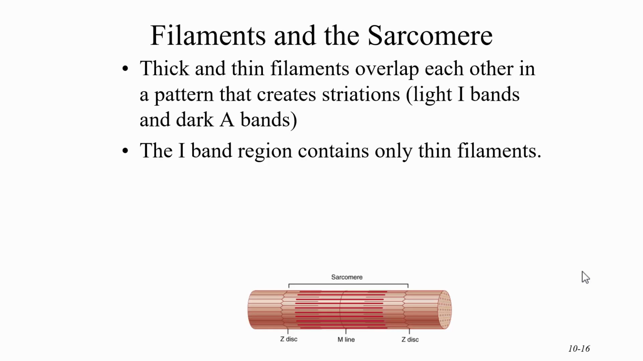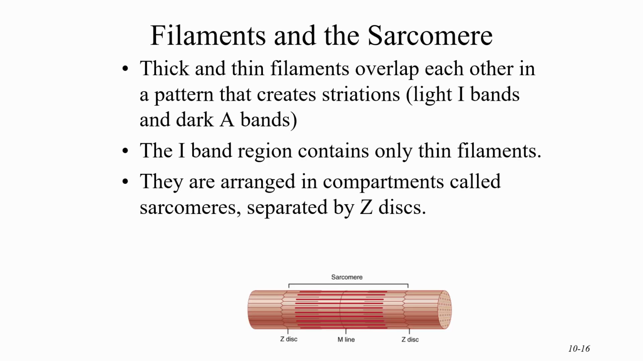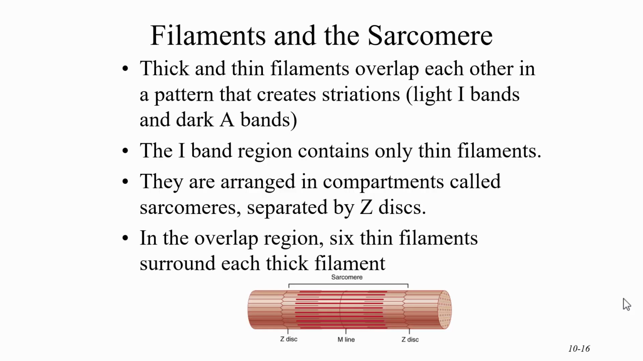Now, the I band region contains only thin filaments, and they're arranged in compartments called sarcomeres. And again, they're separated by the Z discs. So, sarcomere, Z disc to Z disc. In the overlap regions, you have 6 thin filaments, which are going to surround each thick filament. Okay, so 6 thin filaments surround each thick filament, and that's what we see here.